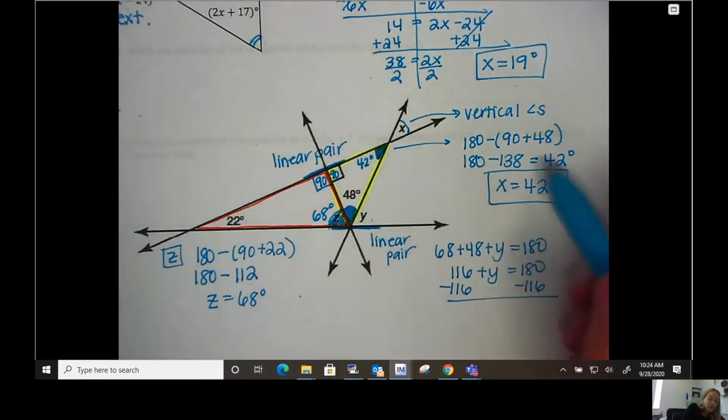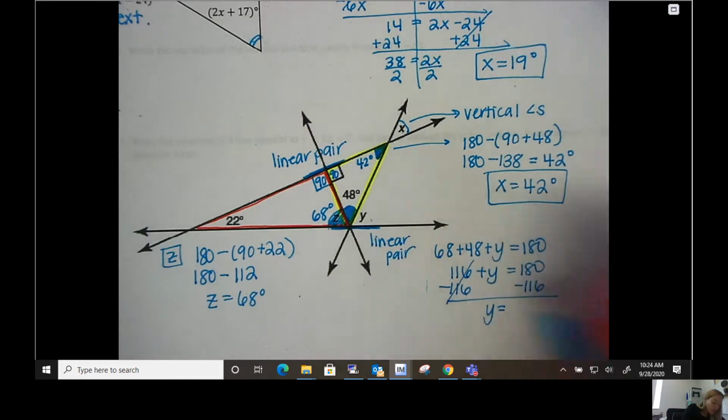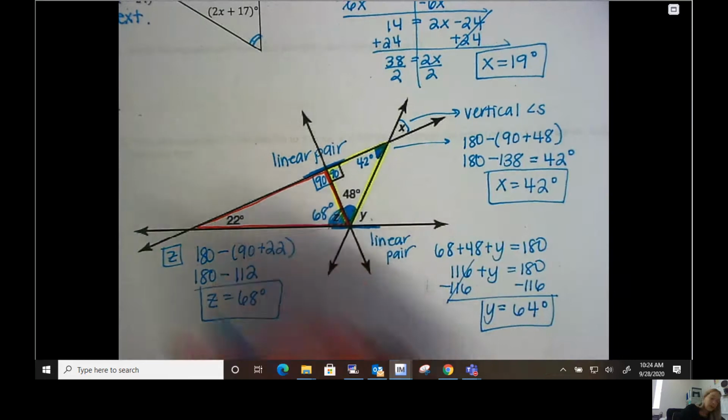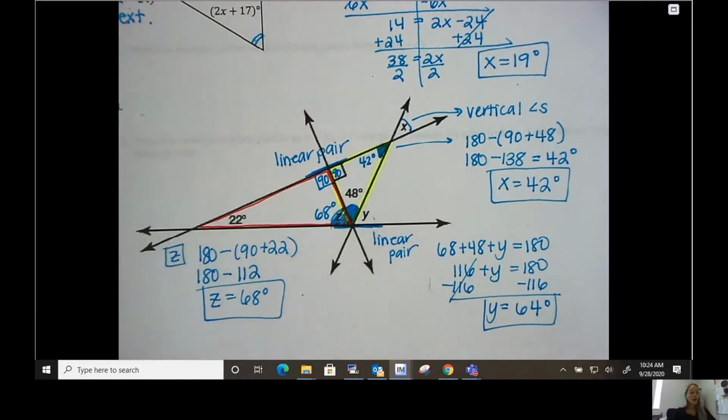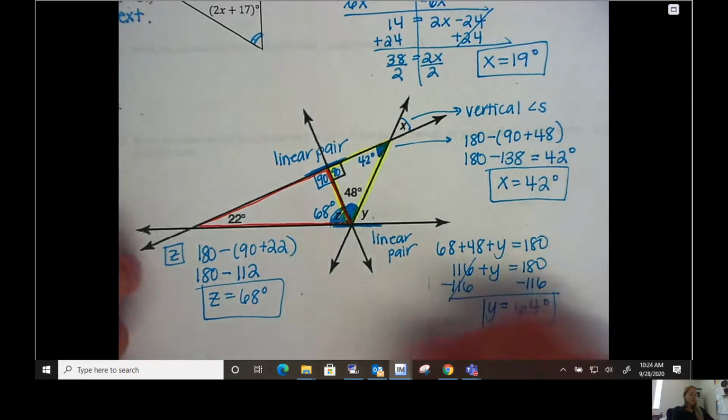Right, so it's the exact same thing as doing it this way, it's just written a different way. So you can write whichever way you want. So my Y is 64 degrees. And there are my three answers: 42 for X, 64 for Y, and 68 for Z.